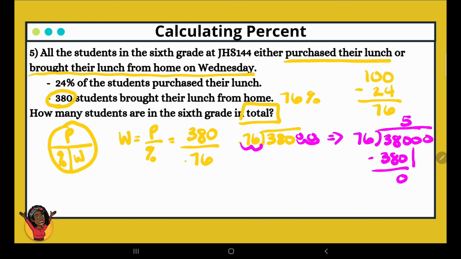No remainder, we bring down a 0. 76 into 0 is 0. I bring down the next 0. 76 into 0 is 0 again, with no remainder. So here, my whole is 500. So the answer to this question, how many students are in the 6th grade? There are 500 students in the 6th grade.